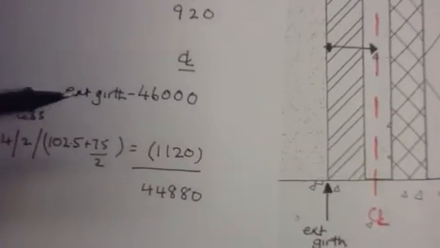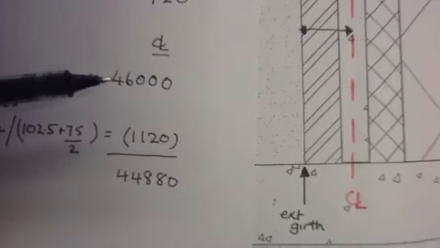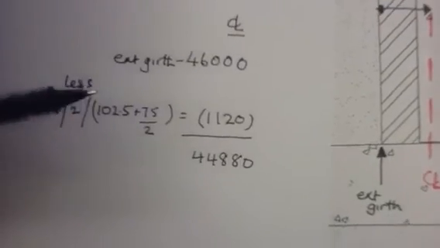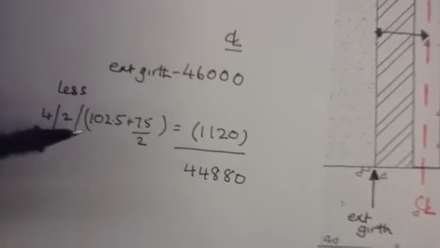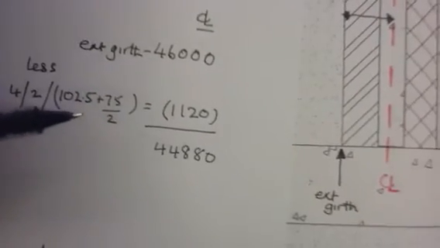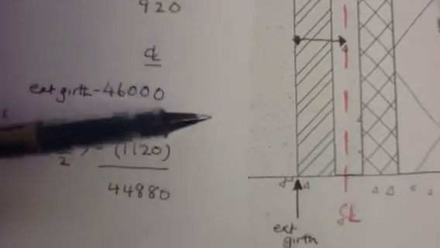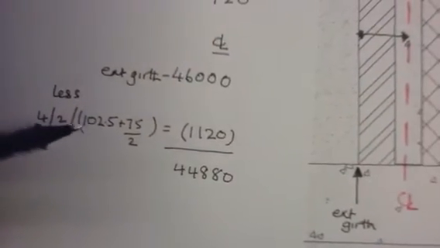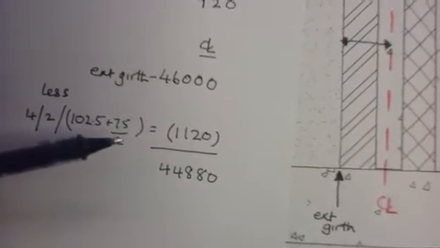So here's my external girth. I've already calculated that, so there's no need to recalculate that. Let's have a look at the adjustment. It's less, we're moving in, and in brackets we have the width of the adjustment as shown by this arrow here. So again, it's the full width of the brick plus half the thickness of the cavity.